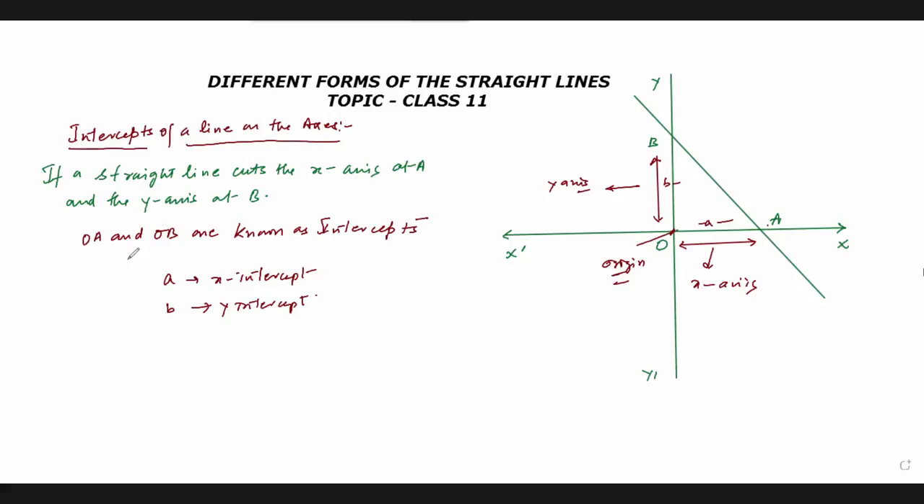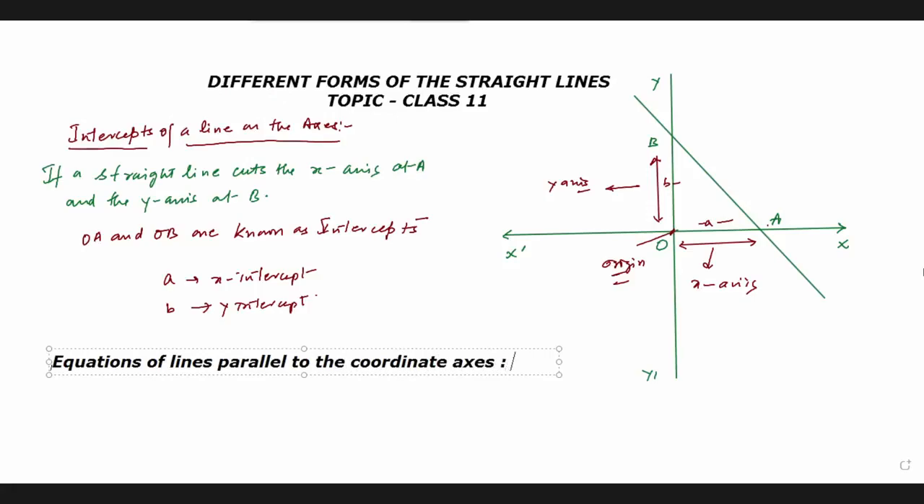Another thing I want to introduce is the equation of a line parallel to the coordinate axis. So next, I want to explain equations of lines parallel to the coordinate axis. As you are able to see here, we have two coordinate axes, one is x and another is y. If I draw a line parallel to the x-axis, suppose this line I have drawn, what will be the equation of this line?